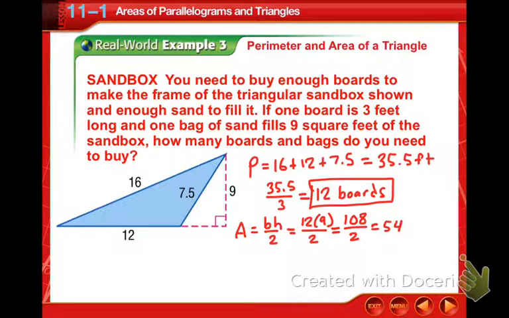Exactly what we just did on the last problem when we were looking at the area of that parallelogram. So now we need to take our 54 feet squared, and we're going to divide that by 9. So 54 divided by 9 for square feet per bag, and that gets us 6 bags. So we need to buy 12 boards and 6 bags to make our sandbox and fill it.